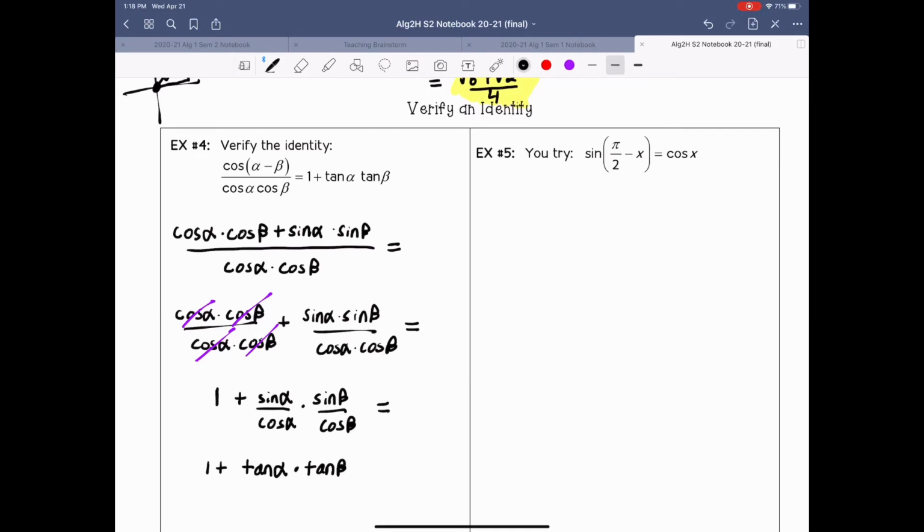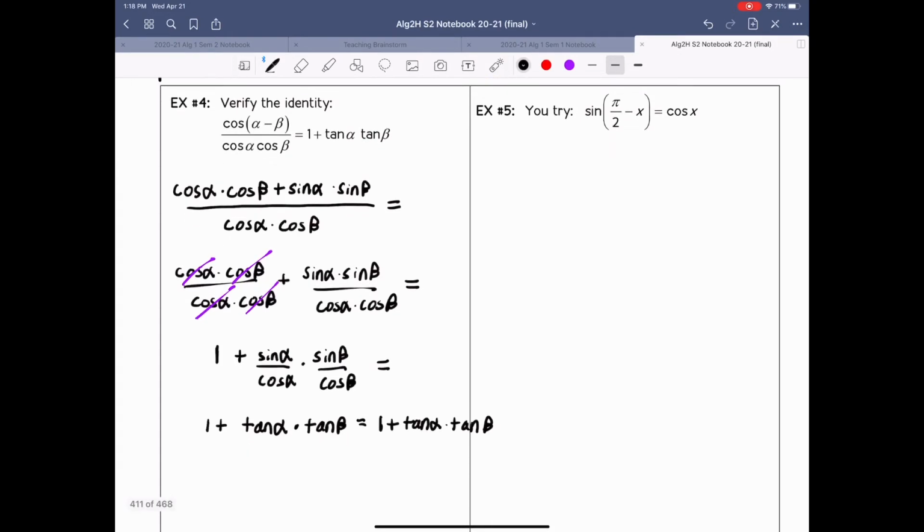So now we have found that both sides of the equal sign are equal to each other. So we found that the left-hand side is now equal to the right-hand side, 1 plus the tangent of alpha times the tangent of beta. And so we proved this identity. We are going to finish the process by writing QED. And now we are done.